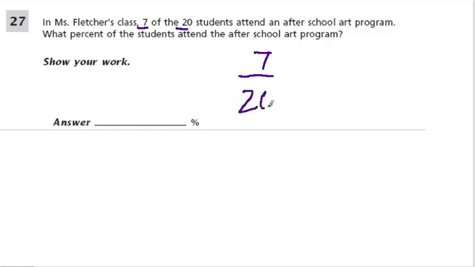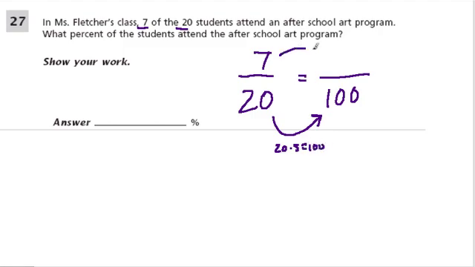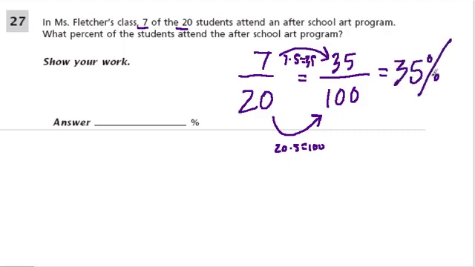Well, 7 out of 20, though, I know 20 goes into 100, right? 5 times. So if I want to scale this up to out of 100, I would also take 7 and multiply that by 5, right? 20 times 5 gives me 100. So 7 times 5, we want to scale it up the same way, gives us 35. So 7 out of 20 equals 35 out of 100, which is what a percent is, right, out of 100. So 35% is our answer.